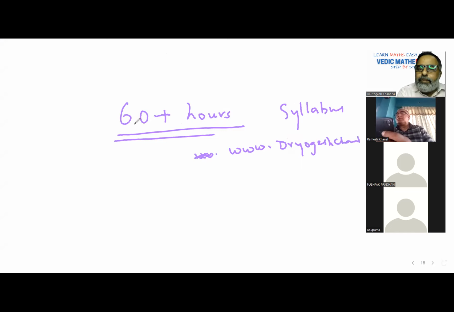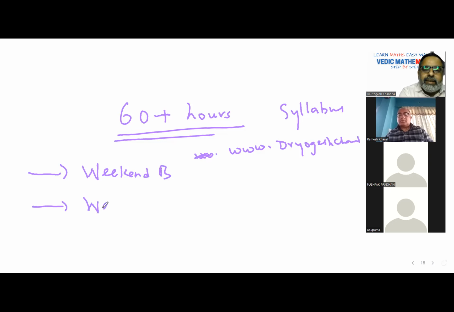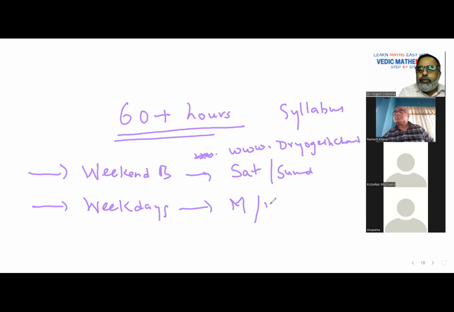Now this 65 hours, then it depends which batch you are choosing. One is weekend batch and one is weekdays. If it is weekend, that means only Saturday, Sunday. If it is weekdays, that means Monday, Wednesday, Friday. Again, we have different classes.